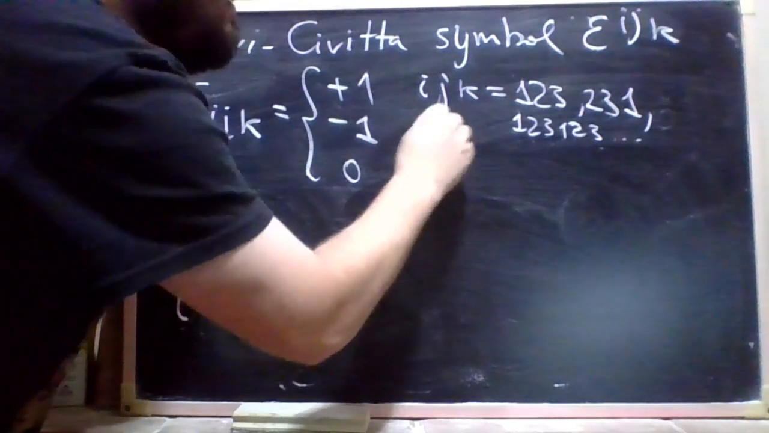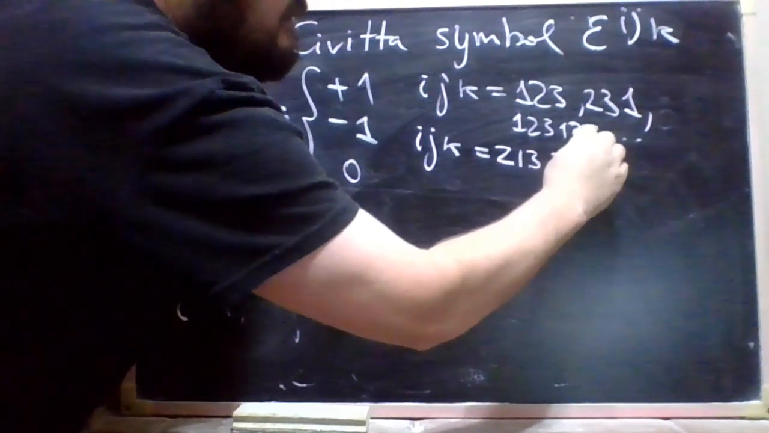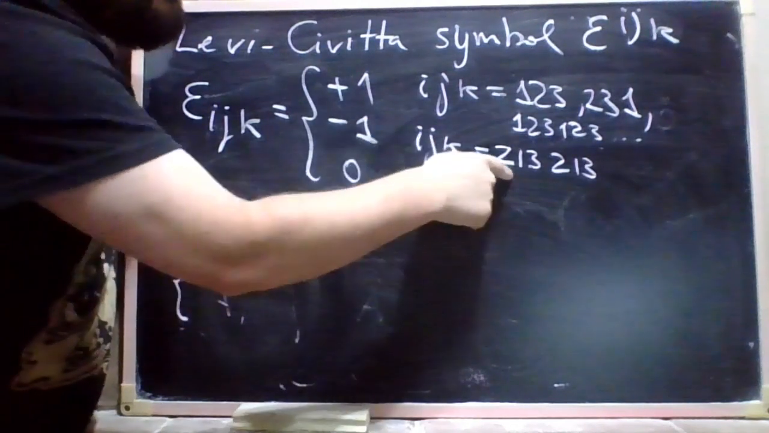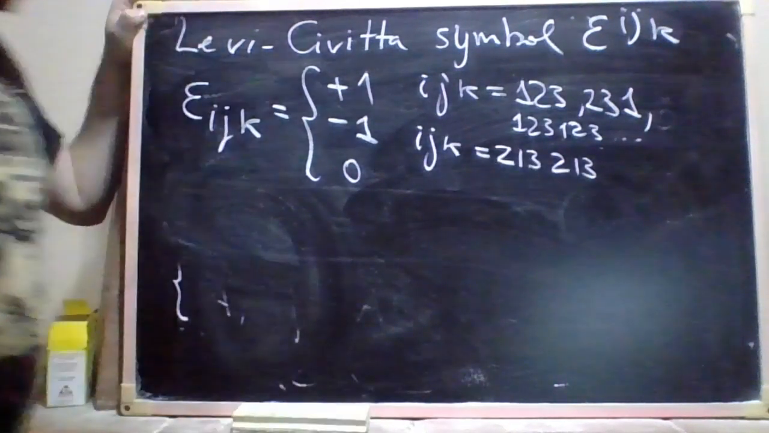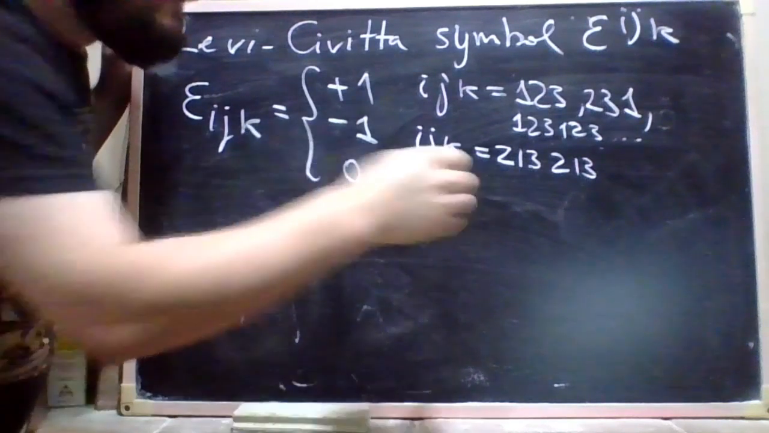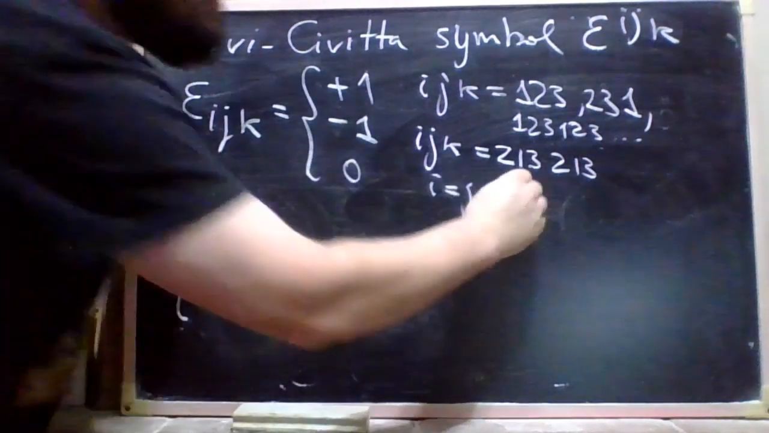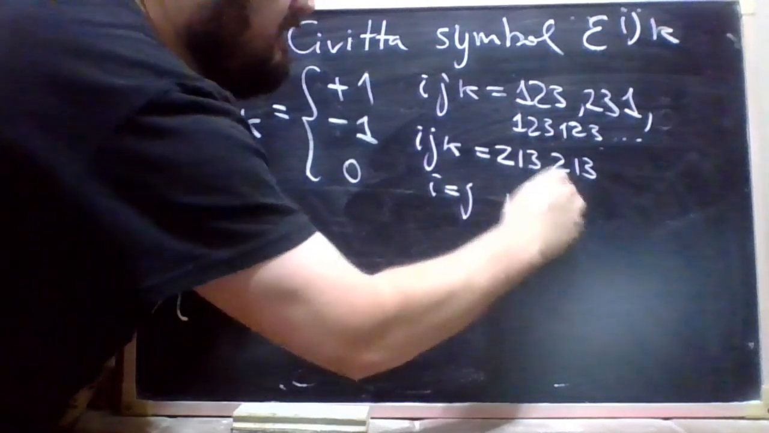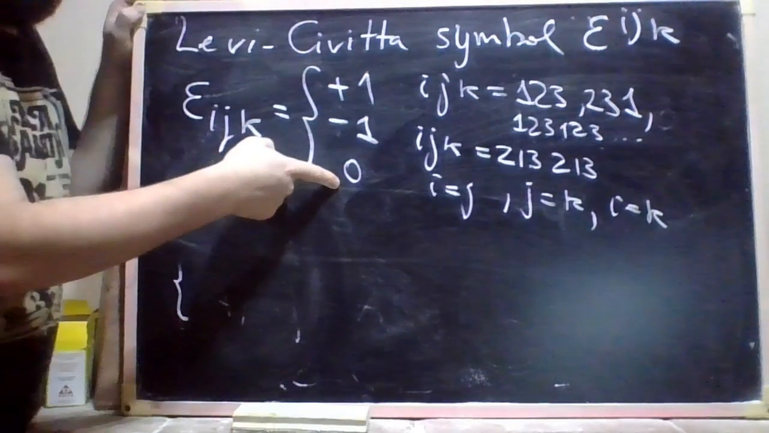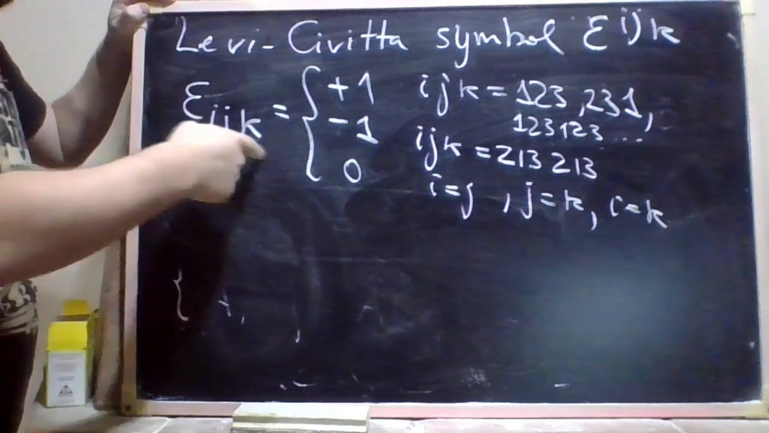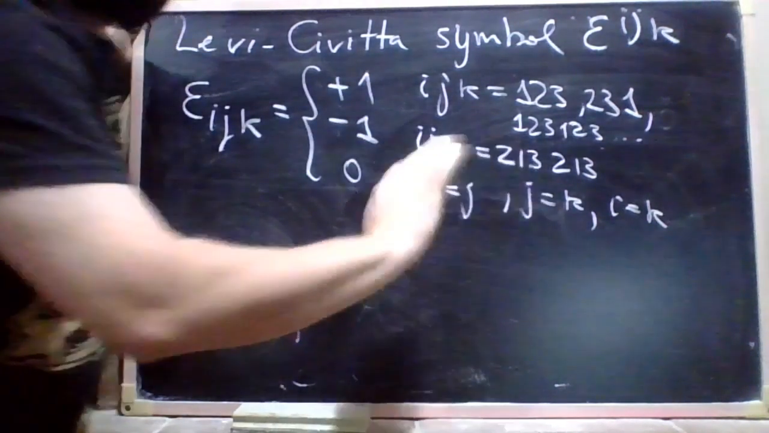But if you permute two of them, 2, 1, 3, that is, if you choose i equals 2, j equals 1, and k equals 3, or 1, 3, 2, or 3, 2, 1, you'll get a minus 1. And if you repeat any index, i equals j, for instance 1, 1, or j equals k, or i equals k, it gives you 0, all right? So you must have the three indexes distinct from each other. If you repeat, 0, okay?